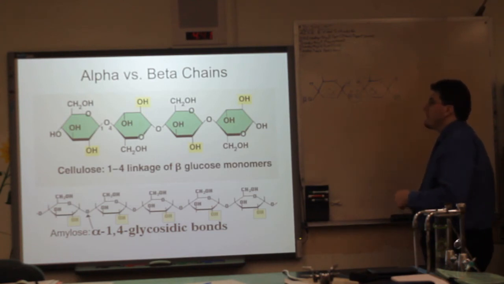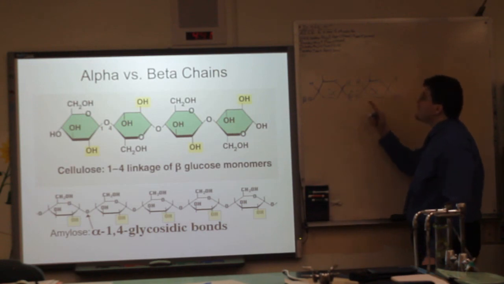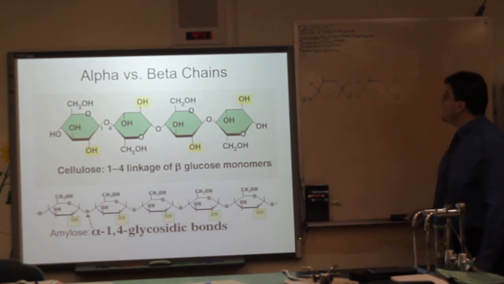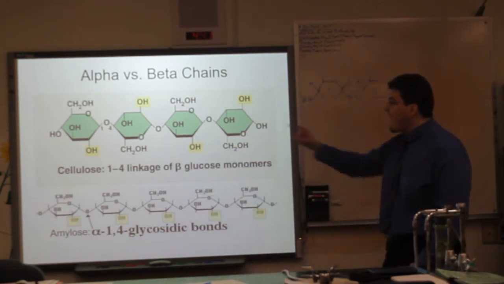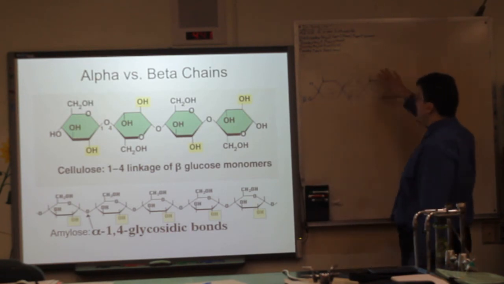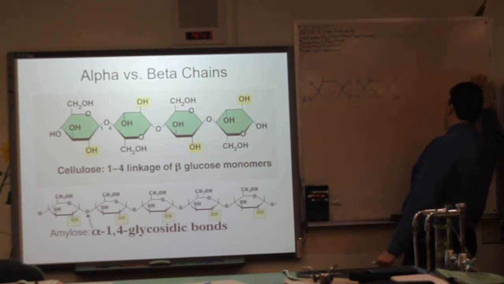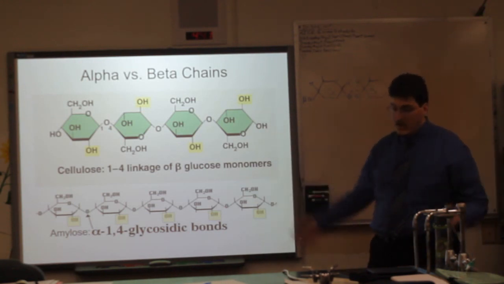So, for alpha glucose, this is fine. They can all be in the same orientation. In fact, that's how you get amylose, an unbranched chain of alpha glucose, alpha 1,4 glycosidic bonds. This one bonds to this one, which bonds to this one, which bonds to this one, just continuing forward until you're done.